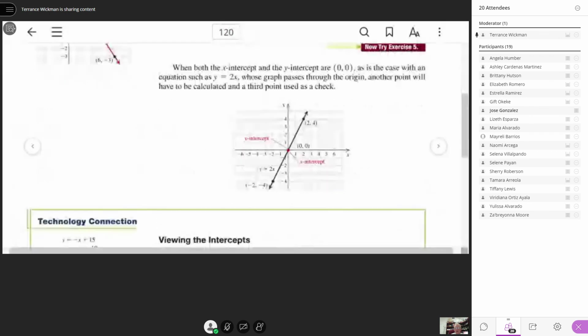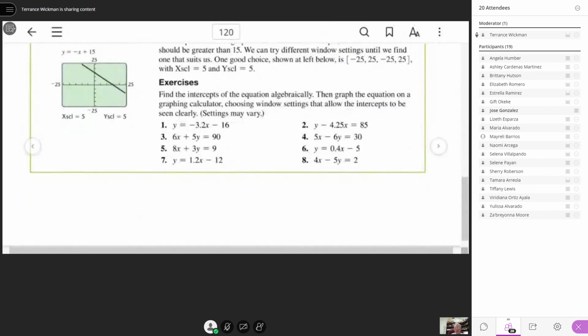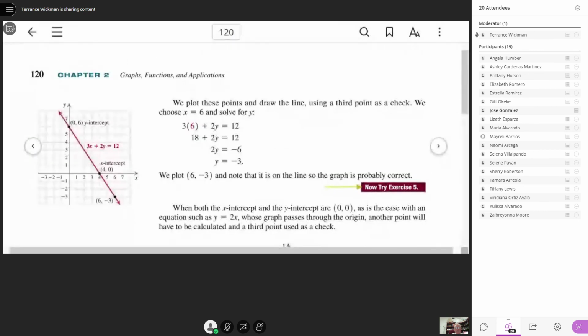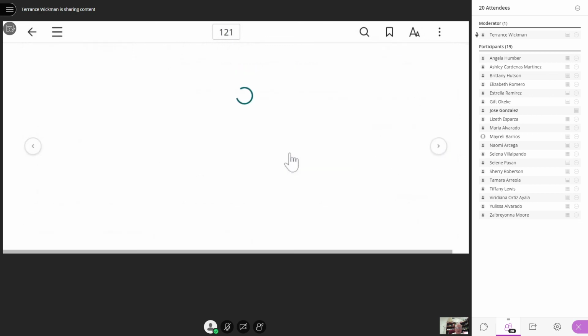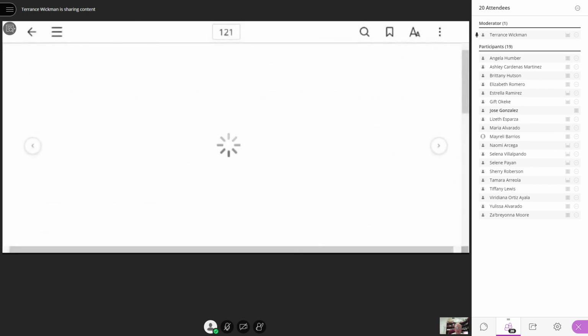Let's take a look here. Next page. Oh, by the way, sometimes (0, 0), the origin, is both the y-intercept and x-intercept. That's what that was showing you. It just goes through the center of the graph. We see that a lot of times.